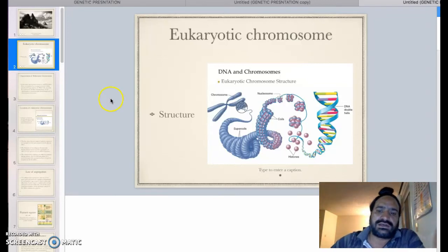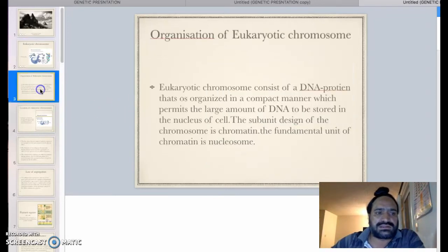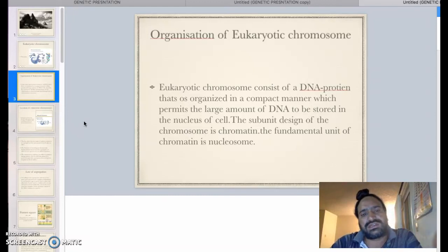And in my next slide, I would like to say the organization of eukaryotic chromosome. The eukaryotic chromosomes consist of DNA protein that are organized in a compact manner, which permits large amount of DNA to be stored in nucleus of cell. The subunit design of the chromosome is chromatin. The functional unit of chromatin is nucleosome, as it's already shown in the diagram.